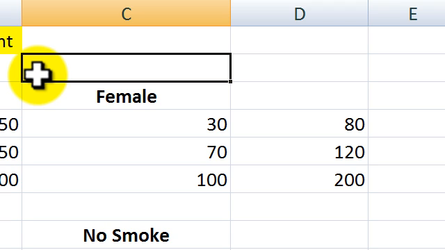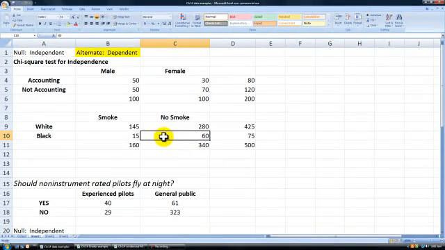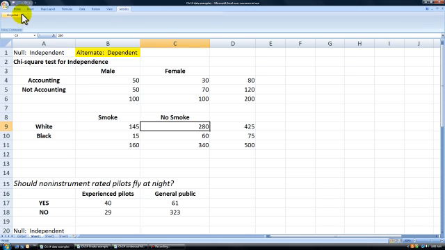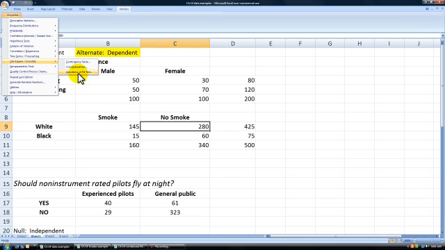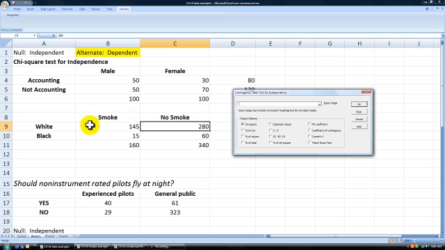Just using another example, let's say we want to know if the fact that someone smokes is dependent on their race. I have these numbers here: 145 white people that smoke, 15 black people that smoke, 60 black people that don't smoke, and 280 white people that don't smoke. If I go to add-ins, MegaStat, chi-squared test, using the contingency table, just clear, and select that contingency table.